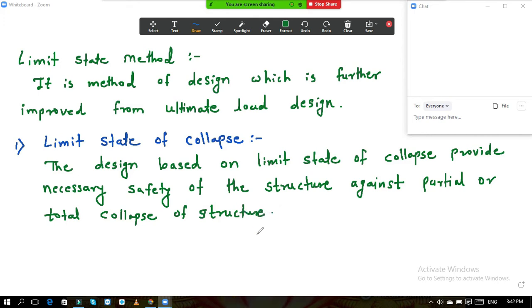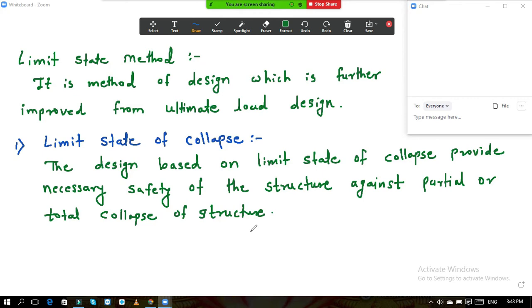Okay, so it says that the limit state of collapse provides the safety for the structure when the condition occurs that a partial or total collapse of the structure is taking place. Limit state of collapse safety means what? When you design the beam, column and slab by using this approach, then before failure, these members give you the sign. If these members fail, they won't fail suddenly.